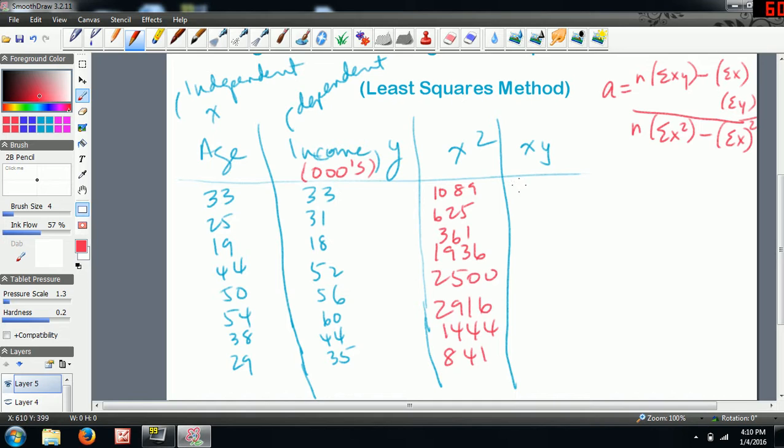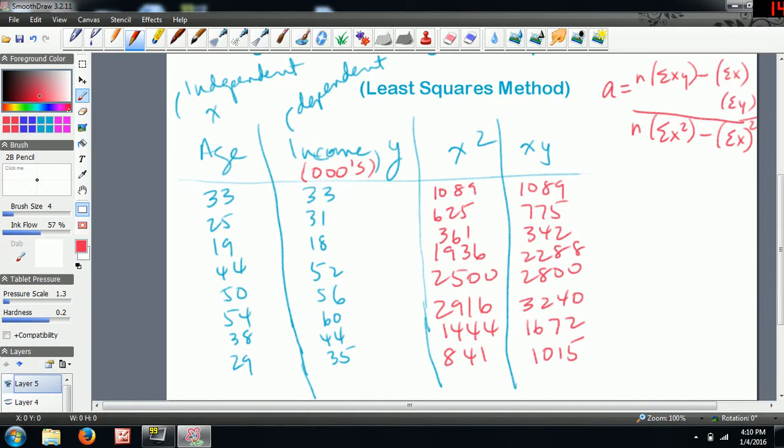And then you take your x's times your y's, so 1089, 775, 342, 2288, 2800, 3240, 1672, and 1015. So just multiplying the x times the y. That's how I got these values. So 33 times 33, over here 29 times 35, so you get it there.